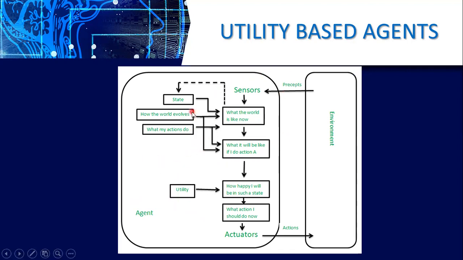Here we have the model which holds the internal state details, and through sensors we get the input from the environment. We will see how happy I will be in such a state, and after entering into a state, what actions the agent should do.